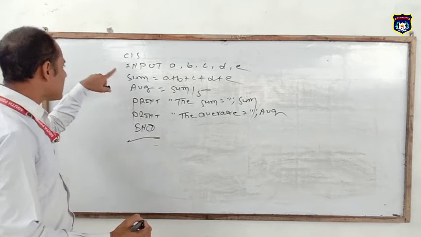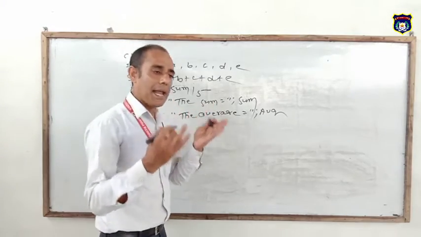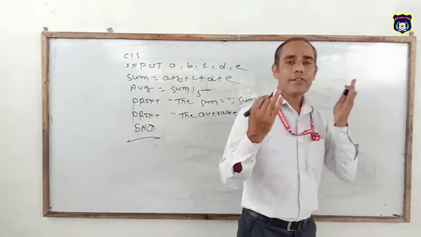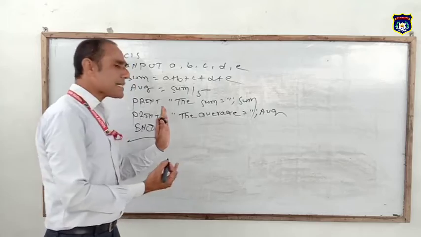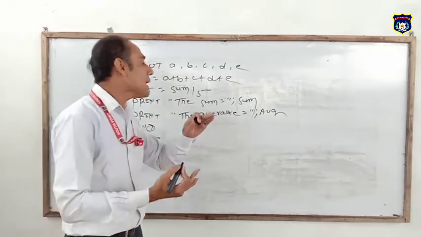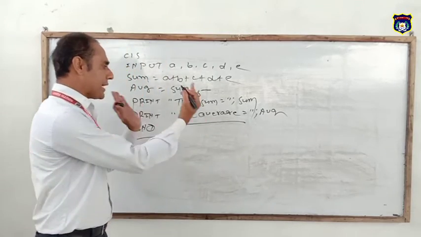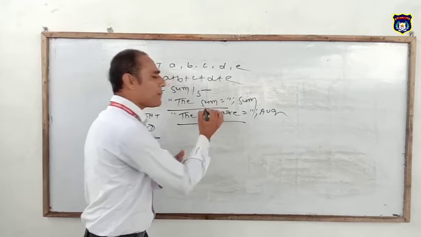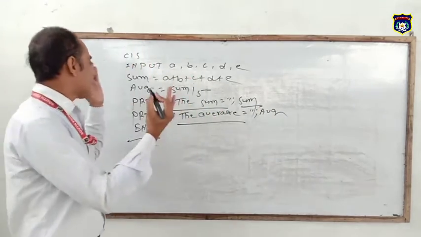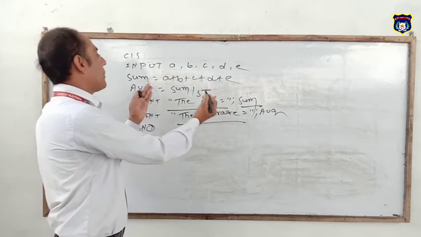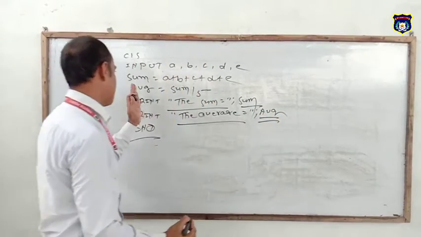Reserved words means we are going to revise all the functions, all the statements, and all the commands in QBasic, called reserved words. The print statement just prints the value of a variable or an expression or a string expression. This is called a string expression, which is enclosed with double quotation marks. Sum is the variable which stores the sum of all the values. Average is used to store the average of those numbers.